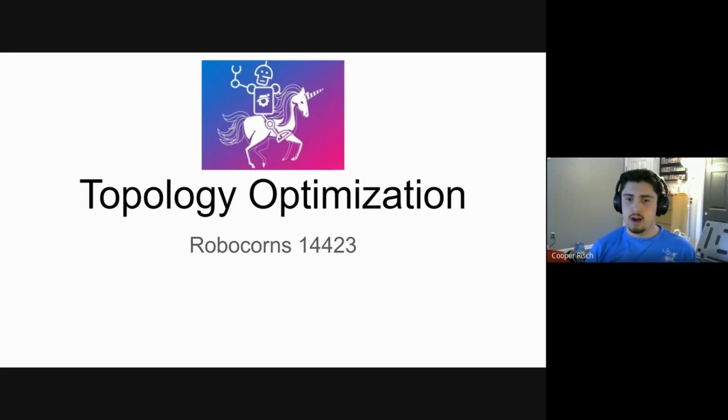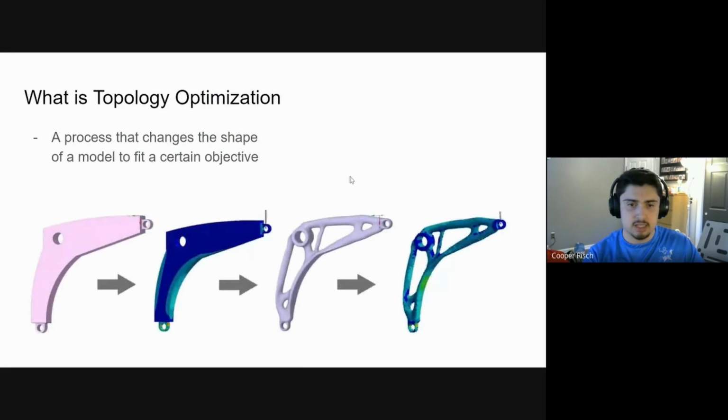So today, from RoboCorns 1423, we're talking about topology optimization. If you don't know what it is yet, I'm going to explain about it more. It has to do with part design and basically a computational design process.